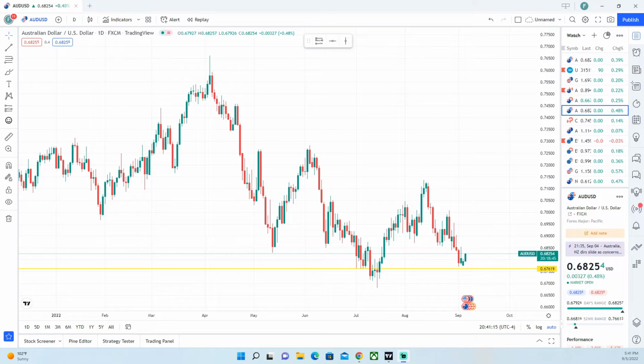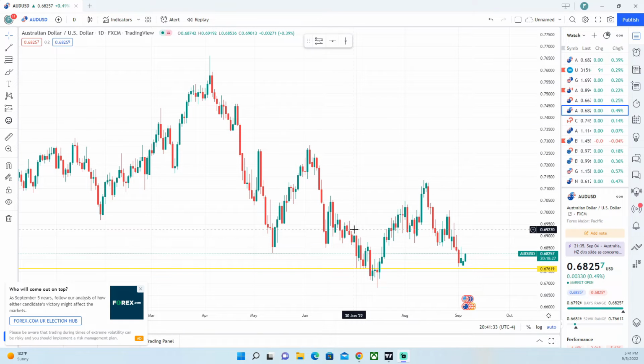Alright, so today I'm just going to go over some of my favorite technical patterns and show you how I would trade them. So starting off, we have the Australian dollar, US dollar, and I'm going to ask you to focus your attention around this area. So we see that long term we're bearish, so we're looking for some sort of bearish indication or bearish setup to get in.